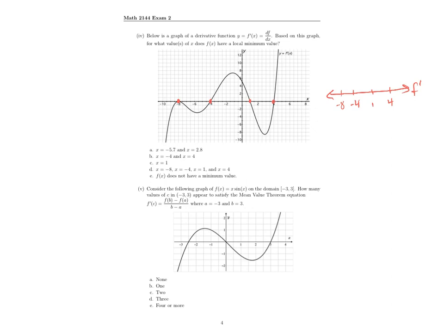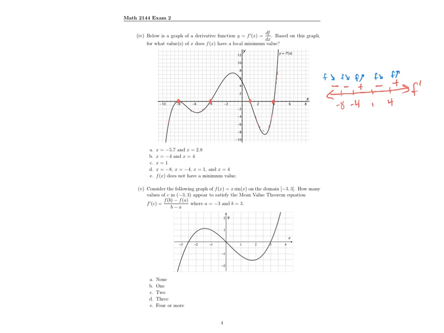To the left of -8, I have negative values for my derivative. In between -8 and -4, I again have negative values. Between -4 and 1, the values of f prime are positive. Between 1 and 4, the values of f prime are negative. And to the right of 4, the values of f prime are positive. So what does that mean about the behavior of f? Well, if the derivative is negative, that means f is decreasing. And here again, f is decreasing. And here f is increasing. And here f is decreasing. And here f is increasing.